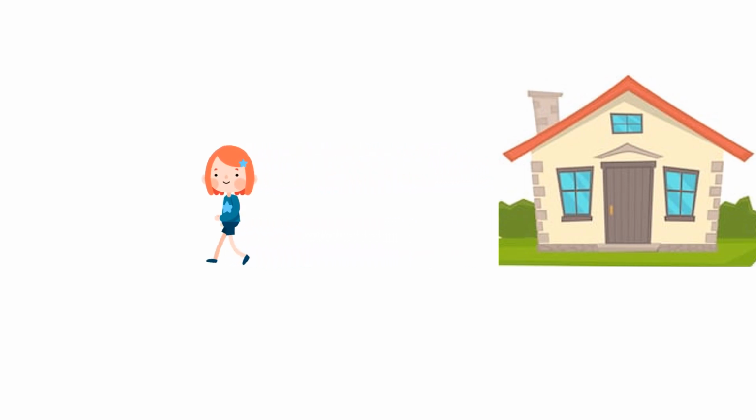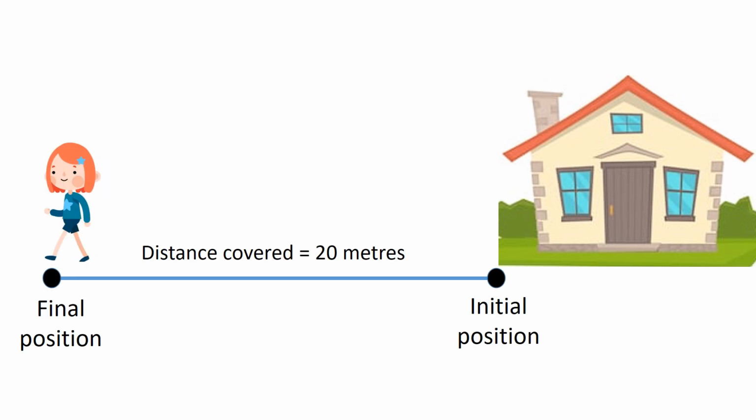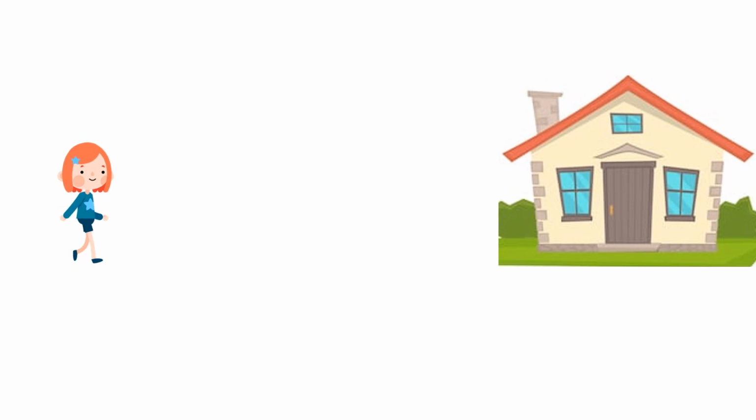Now we'll see this girl is walking towards the west direction 20 meters. Okay, the distance covered is 20 meters. Which is the final position? It's marked there, and the initial position at the house. So the distance between the initial position and the final position is 20 meters. Is it clear?